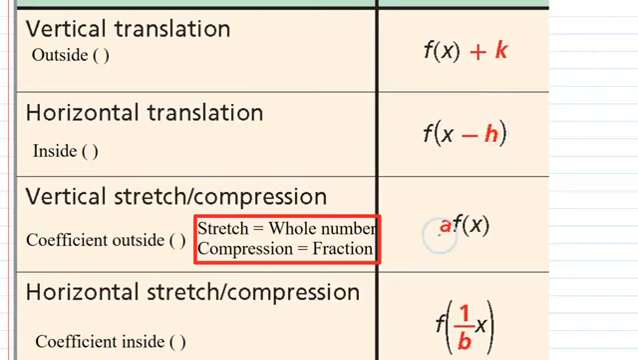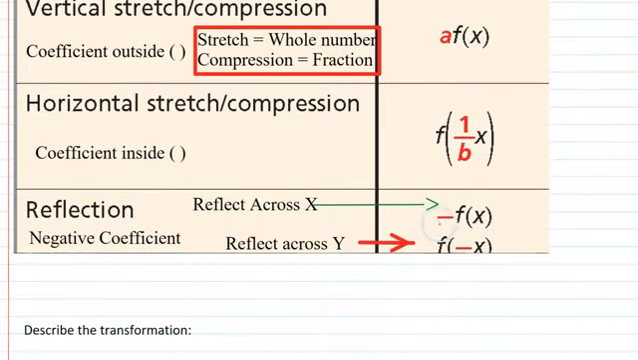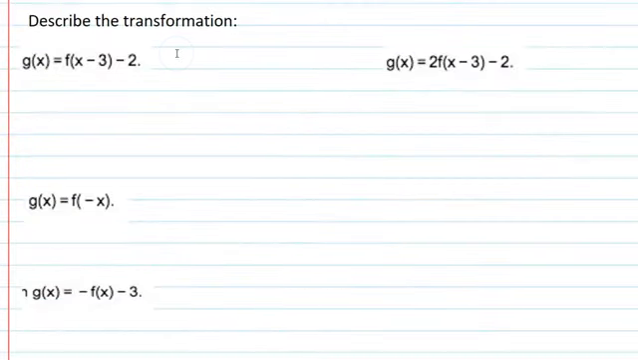A whole number in front is going to stretch the whole graph, and a fraction less than 1 is going to compress the whole graph, and that's going to be a vertical change. Now, if we put a fraction inside next to the x, then we're going to have a horizontal stretch or compression. And your reflections: if there's a negative outside the whole thing, what's going to happen when you rewrite it is you're actually going to distribute that negative through, and you're going to get a reflection across the x-axis. But if there's only a negative on the x, then it's going to reflect across the y-axis. All right, let's run through a few examples.